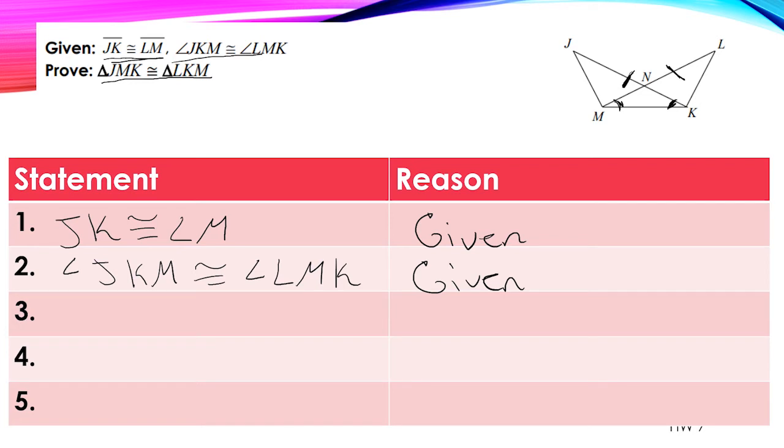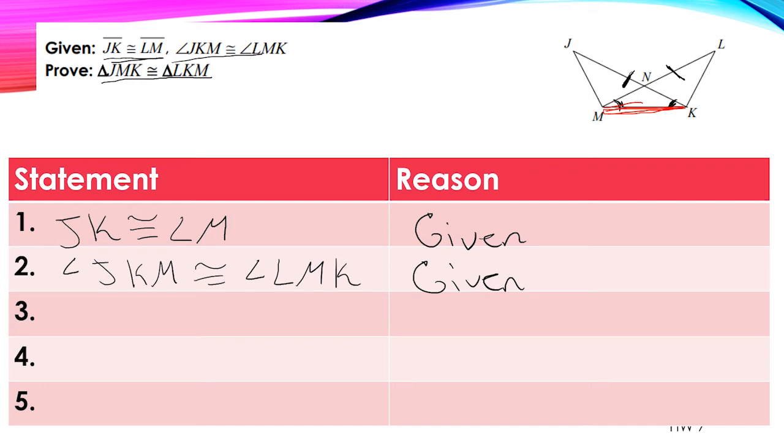And so what else do we need to prove? We have a pair of congruent sides and we have a pair of congruent angles. So do we have another pair of congruent sides or angles? And we actually do right here. Right here at the bottom, MK. Trying to draw a straight line here because they actually share that side.